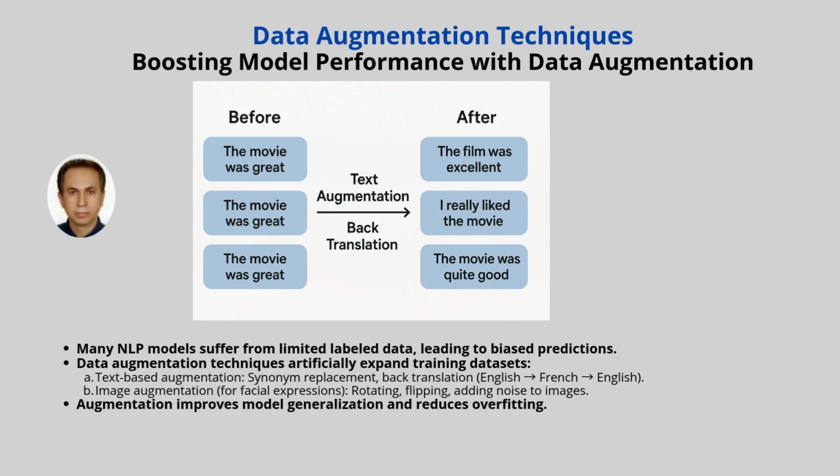Another improvement is the use of data augmentation techniques. One challenge in sentiment analysis and emotion detection is obtaining large, diverse datasets. Augmentation can artificially expand training data, improving model robustness. For text, we can use techniques like synonym replacement or back translation. For images, applying transformations like flipping or brightness changes enhances diversity.